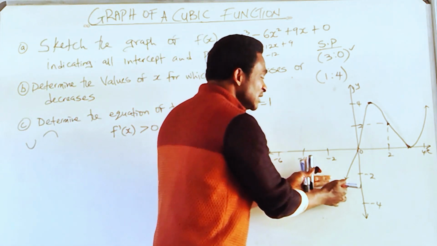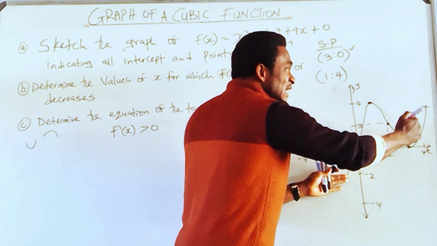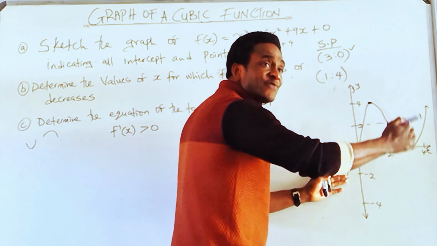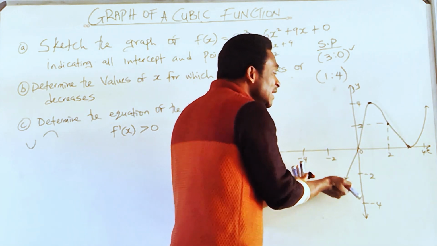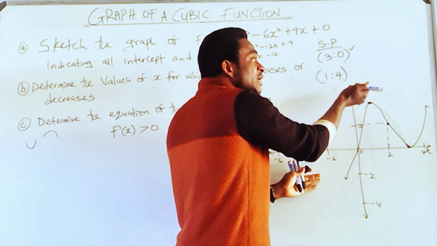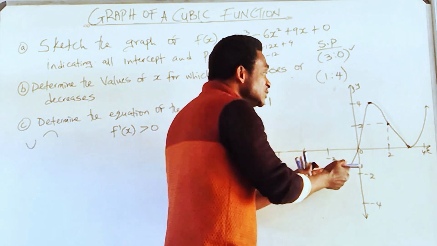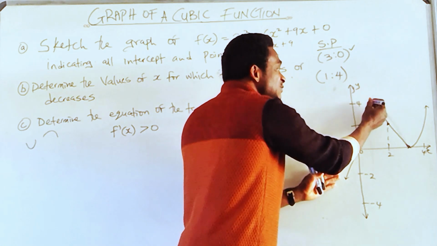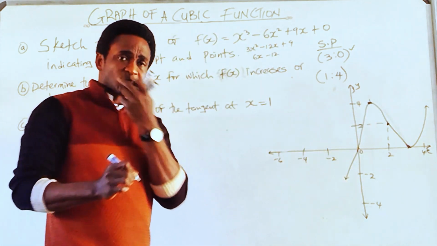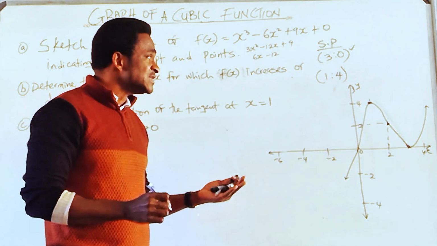If you look at this, the x value is going towards the right, that means the value of x is increasing, and it is also going up. Going up vertically means the value of y is increasing. So from this point to this point, our graph is increasing.